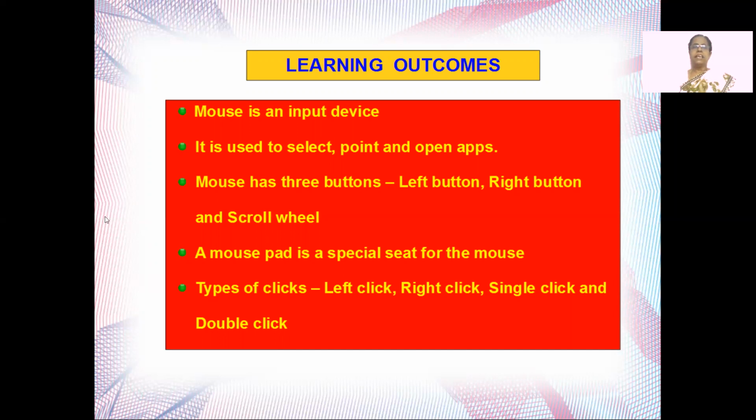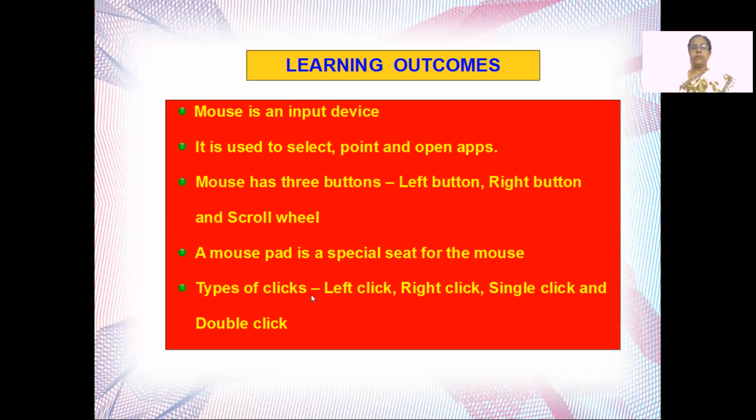The mouse has 3 buttons. I told you it has 3 buttons. One on the left side, one on the right side, and in the middle, it has a wheel that is called the scroller wheel. The mouse has a special seat where you need to put it. That's called a mouse pad. A special seat for the mouse is called a mouse pad. We sit on the chair, right? So the mouse needs to sit on a special seat and it's called a mouse pad.